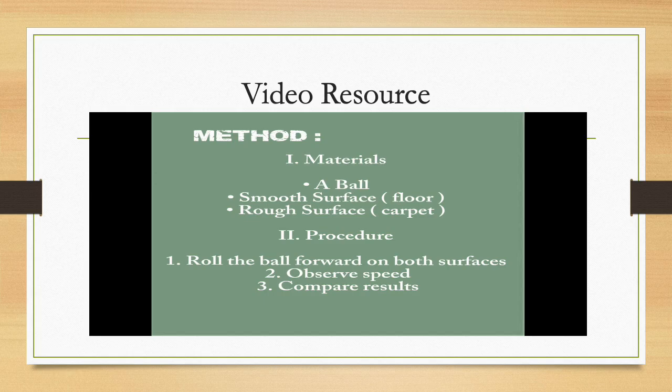First, we roll a ball on a smooth surface and observe how it moves. We pay attention to how fast it travels and how far it goes. Then we repeat the same process on a rough surface. Finally, we compare the results to see how different surfaces affect motion. This helps us understand how friction works in real life.